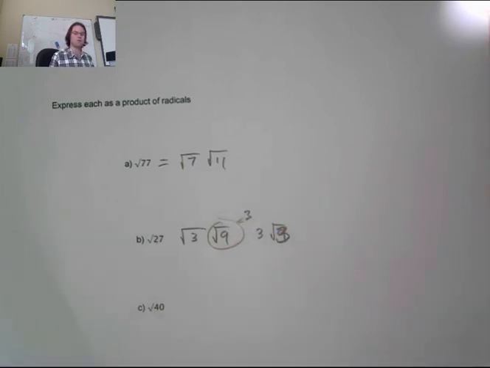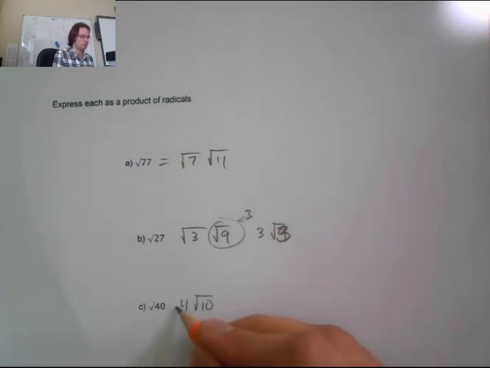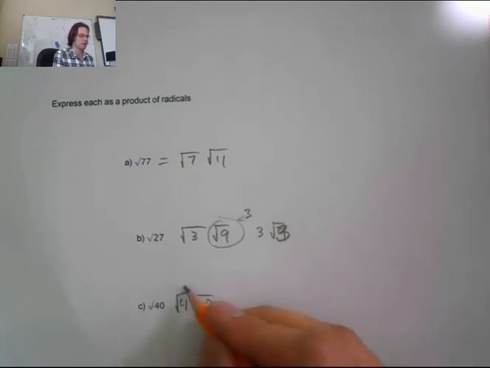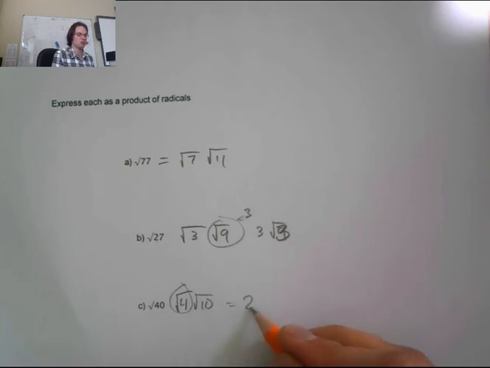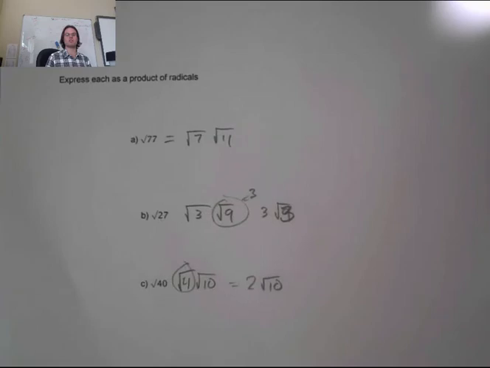Okay? Let's try 40. Well, that's the same thing as 4 multiplied by 10. Square root 4 multiplied by square root 10. This is the same as 2, so I end up getting 2 square root 10. And that's it. Alright? So hopefully you understood everything. Good luck. As I see you tomorrow, we work on these together.